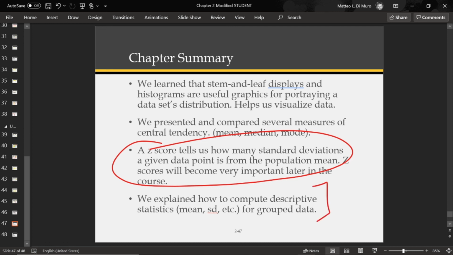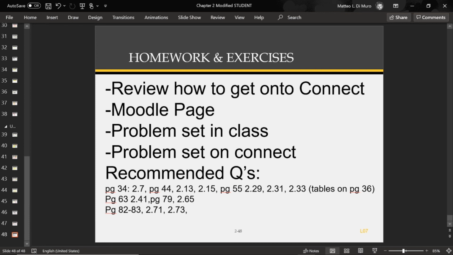We looked at how to compute descriptive statistics, so mean, standard deviation, a lot of stuff there. And then we looked at a lot of graphing, stem and leaf plots, histograms. We looked at misleading things. And then we also compared central tendency. So that was Q1, median, Q3, mean, mode, all those things. Yeah, I get that's actually a pretty dang good chapter summary. Wow, I'm impressed with myself. So homework and exercise as well.